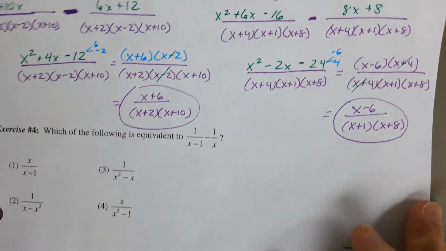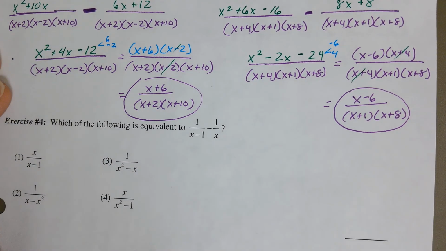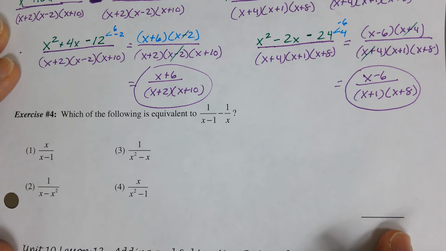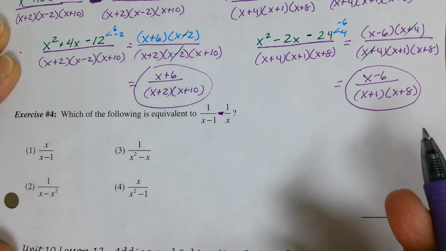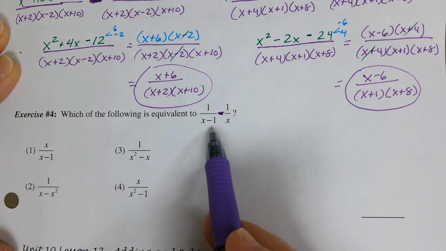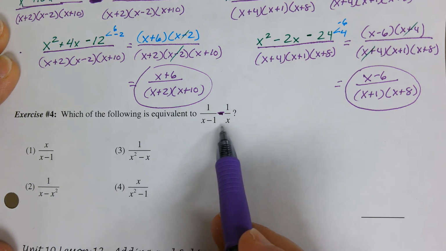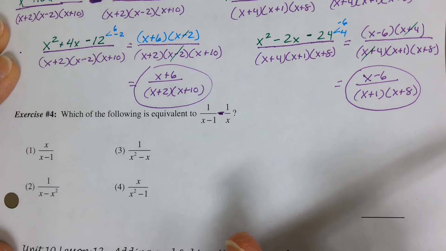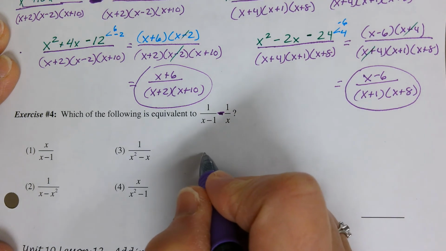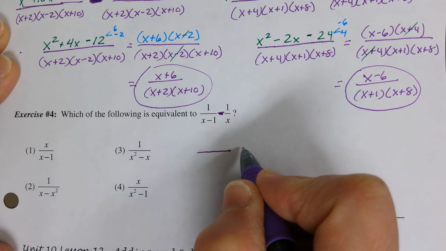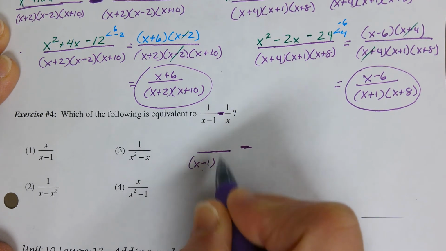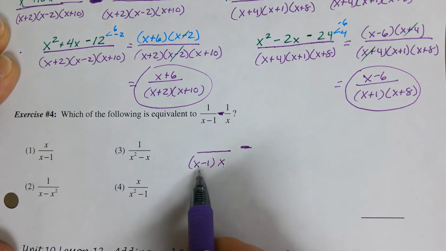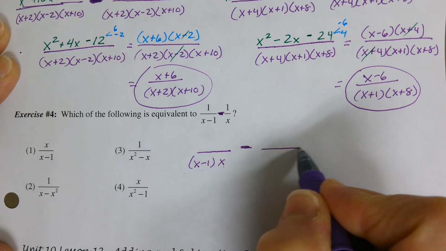And our last question, which of the following is equivalent to? We're subtracting, okay? The common denominator here, does x divide evenly into x minus 1? No, x minus 1 is a binomial, right? So our common denominator is x minus 1 times x. These are two totally different things.